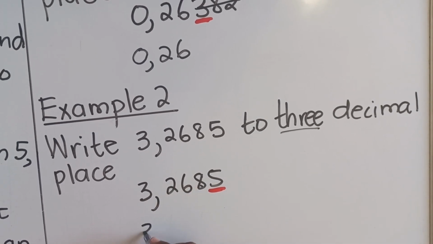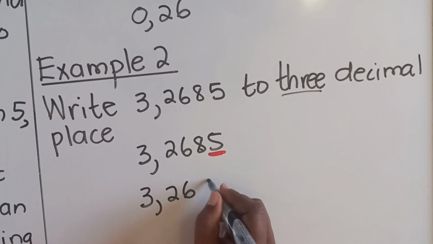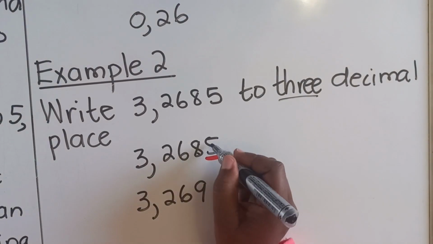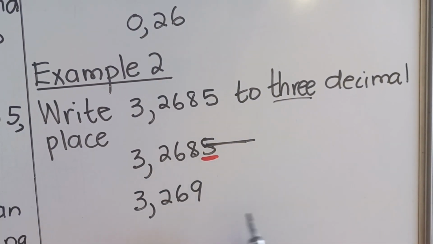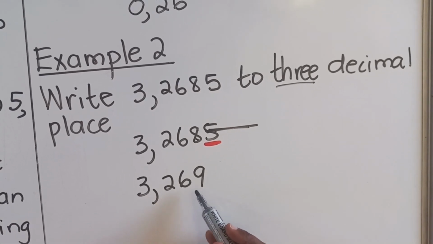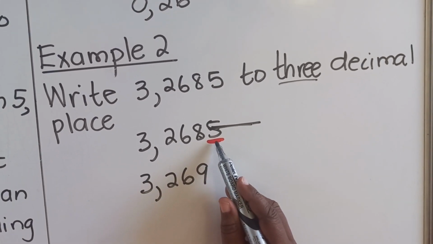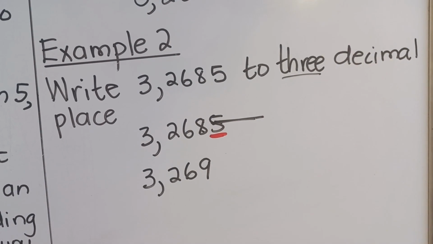Our answer will be 3,269. That's rounding up. And then we don't write that 5, and all the other numbers, if you had more numbers here, we would not write them. So this is how we round off if we are rounding up, if that number that we're looking at is 5 or more. Let's look at the last example.